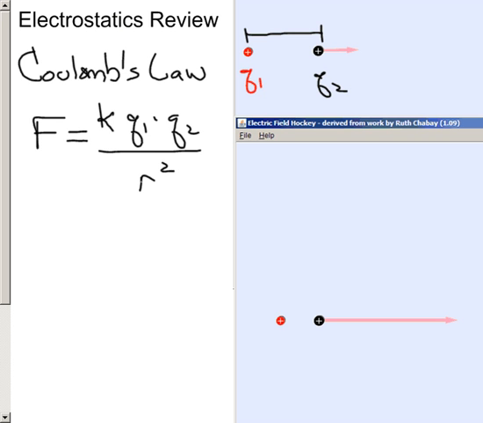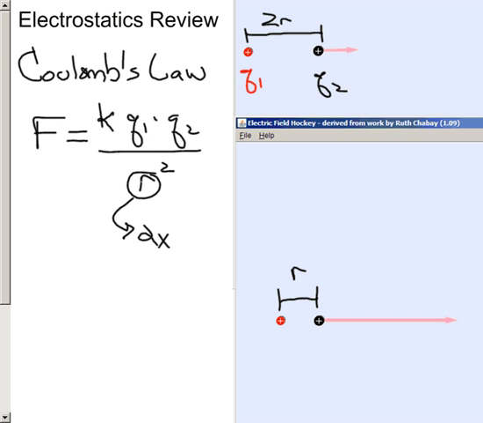Here's a case where I've drawn a couple of pictures. And if we were to call this R, or the distance between the two charges, here at the top, maybe that's twice as much distance. Notice that the force is sizably smaller. And that distance is actually multiplied by, well, twice as much.